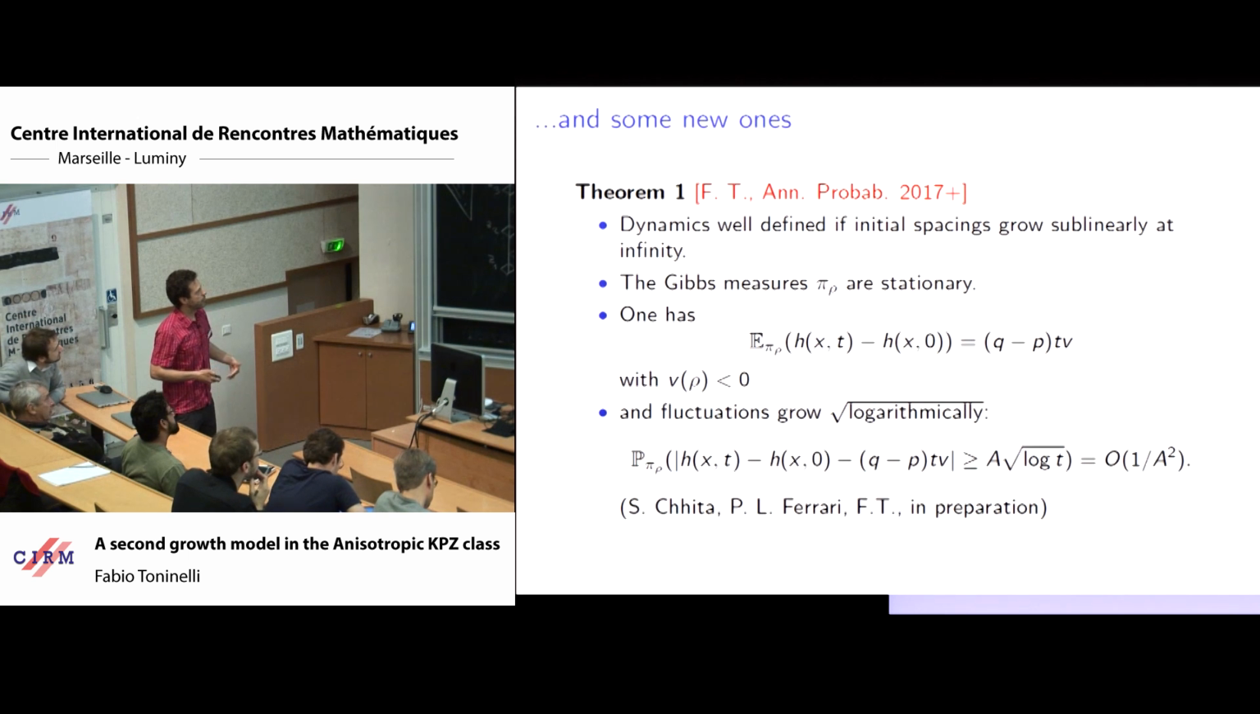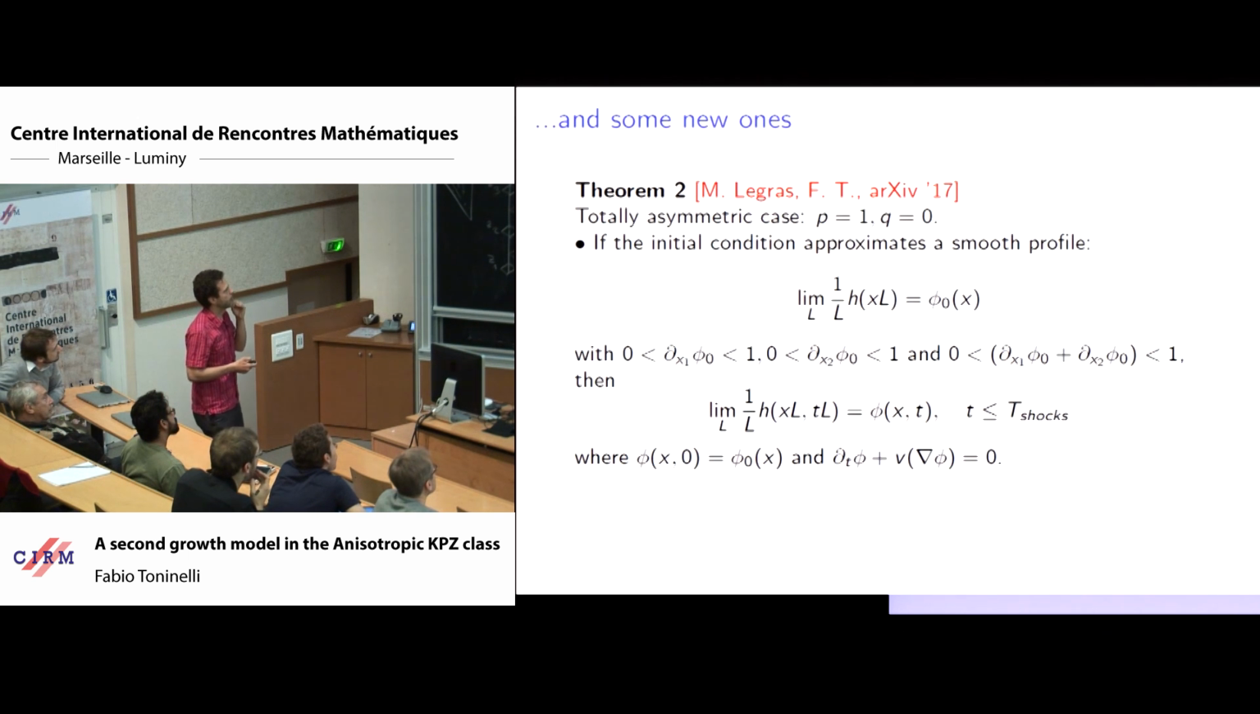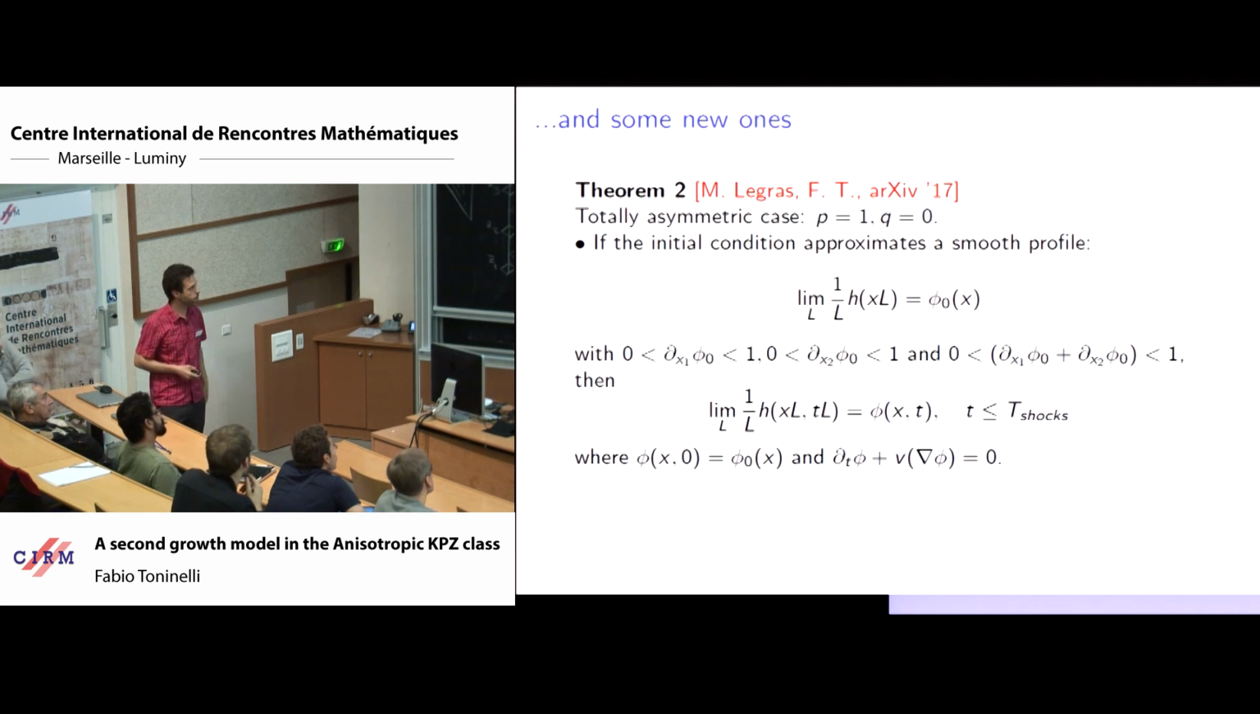The second result is very recent. It appeared on the arXiv this week, I think. So we have a hydrodynamic limit, and in this case we have to assume we are in the totally asymmetric case, so let's say we can only grow. The result, with my student Martin Legras, says the following.